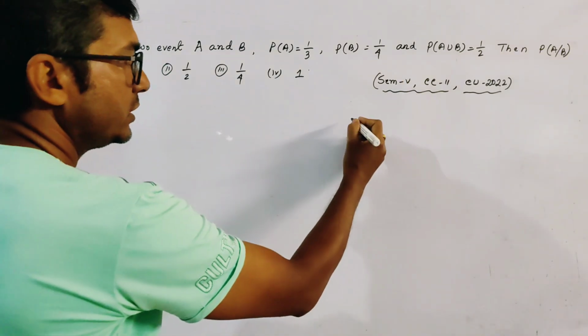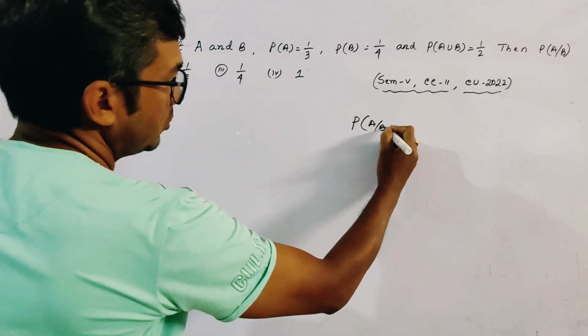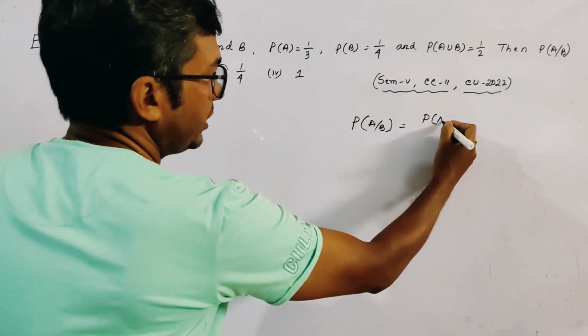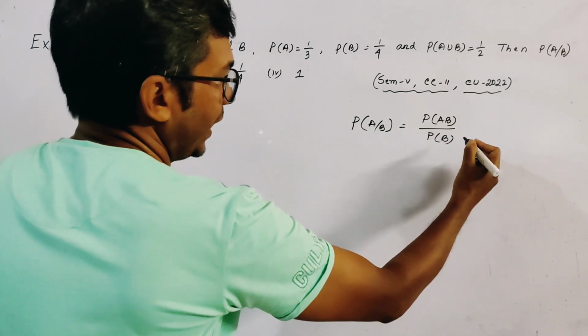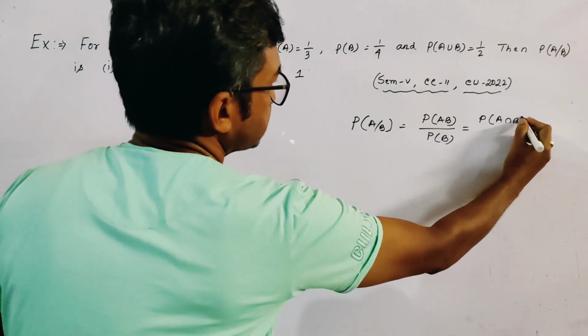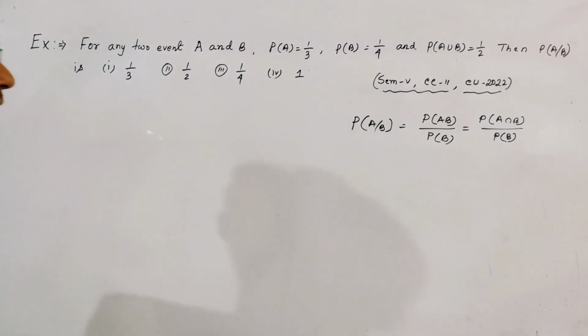We first write the formula of P of A given B. What is the formula of A given B? P of AB by P of B. And we know that P of AB means P of A intersection B by P of B.